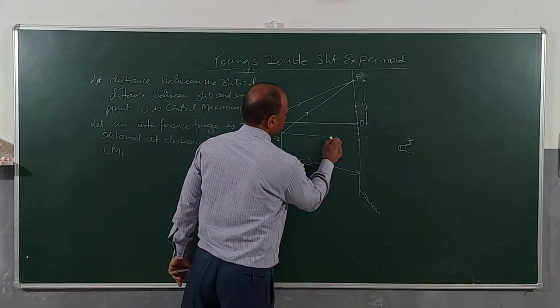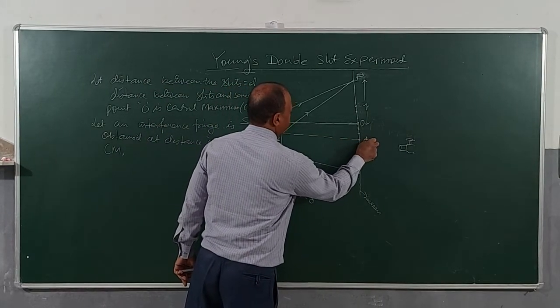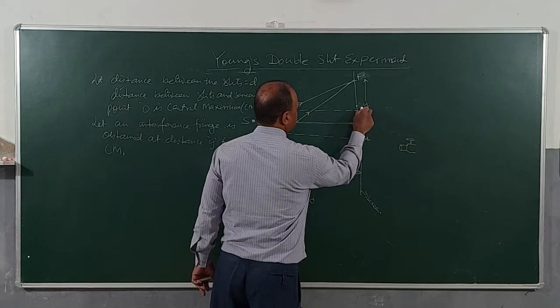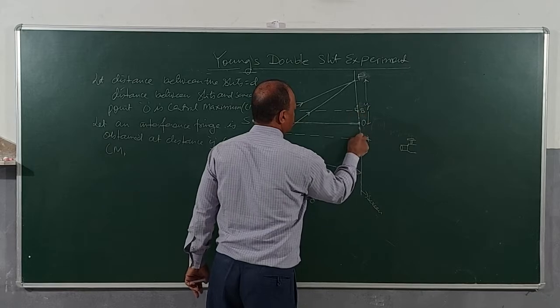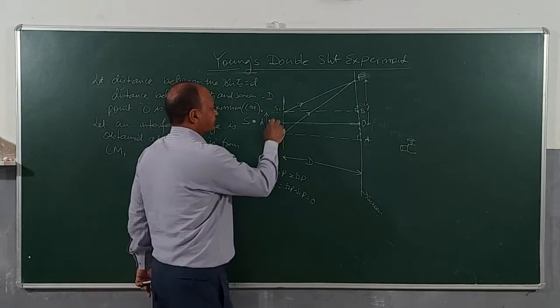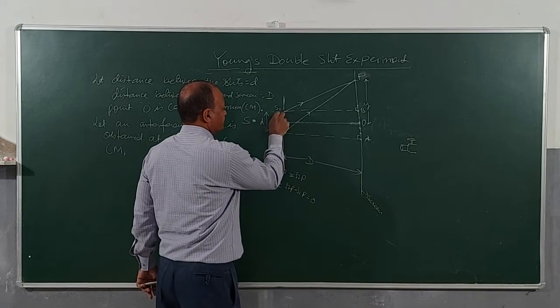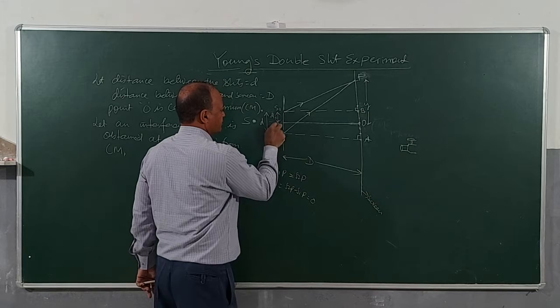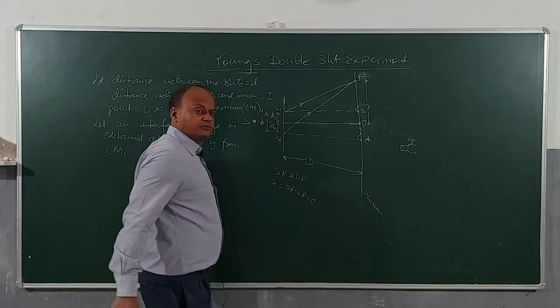Join this, take this point as A and take this point as what? B. These angles are 90 degree, and this will be d by 2 from the symmetry of the diagram. This will also be how much here? D by 2.